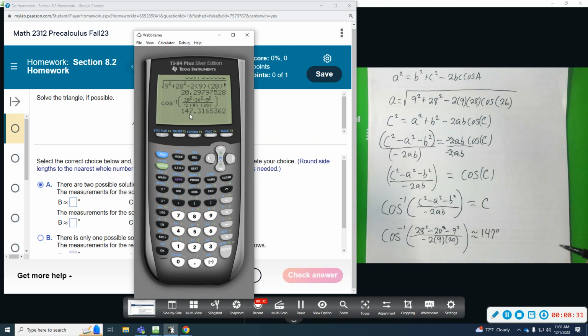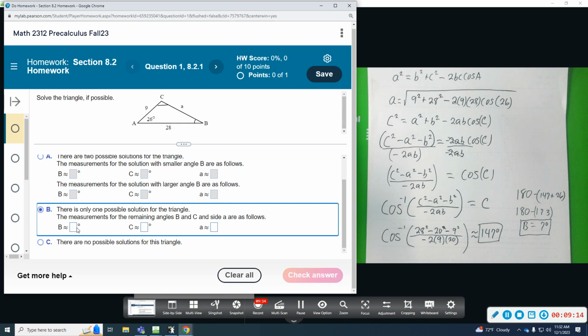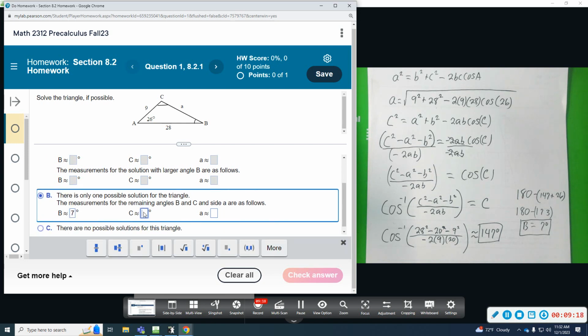Okay, so we have two angles now, so if I do 180 and I subtract 147 and the 26 that I was given, that's subtracting 173. That's going to give me a 7-degree angle. So we're looking at angle B being 7 degrees. Alright, so I got all three parts, and now I can plug in and solve for this triangle. We have one triangle. Measure of angle B was 7, C was 147, and A was 20.